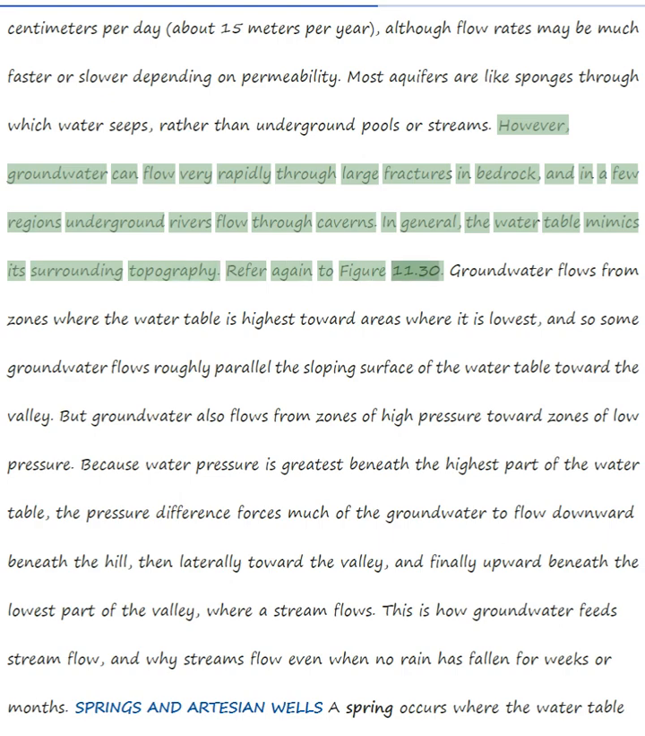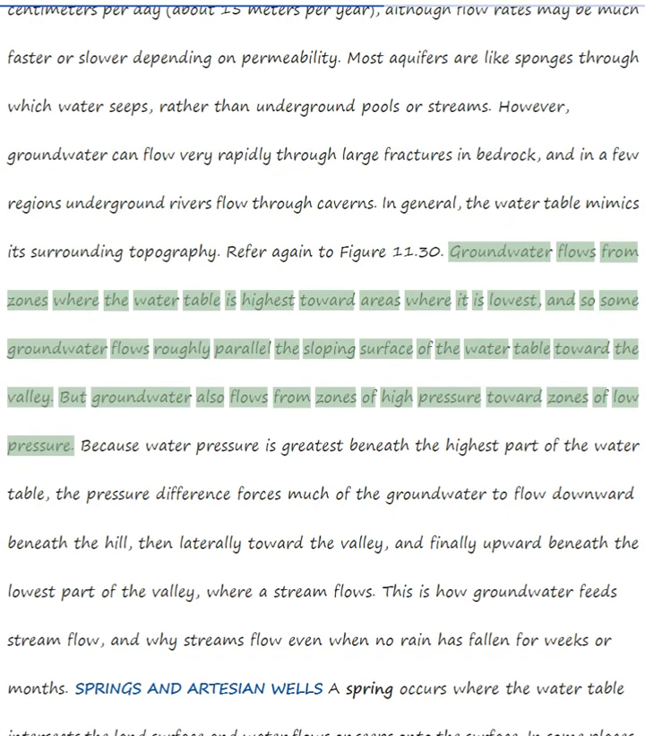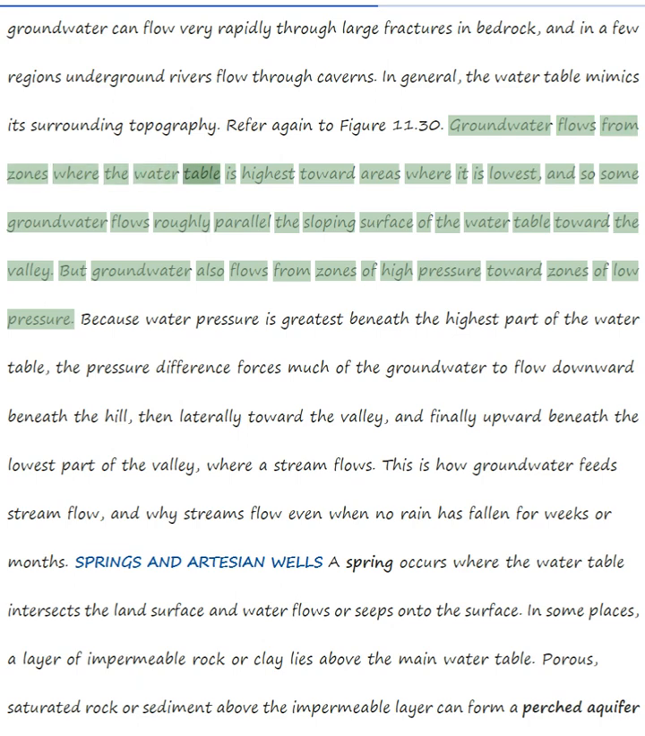Refer again to Figure 11.30. Groundwater flows from zones where the water table is highest toward areas where it is lowest, and so some groundwater flows roughly parallel the sloping surface of the water table toward the valley.